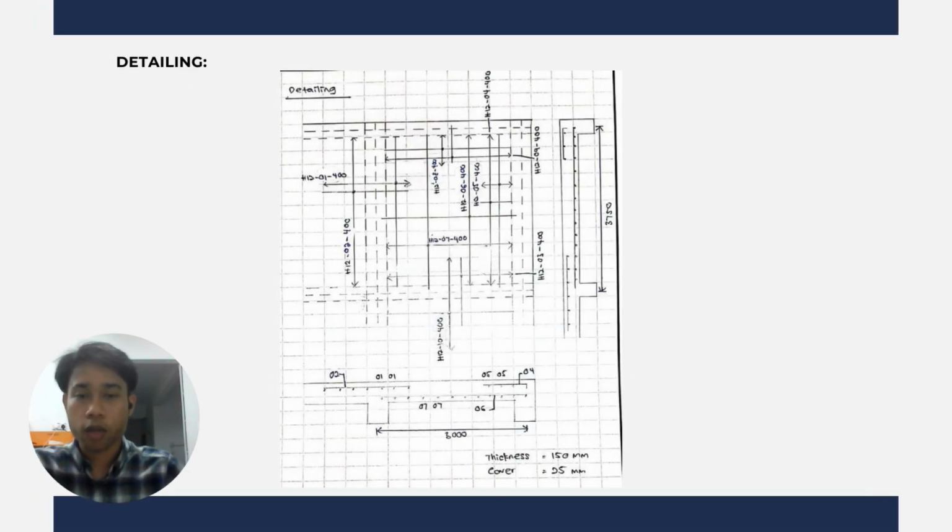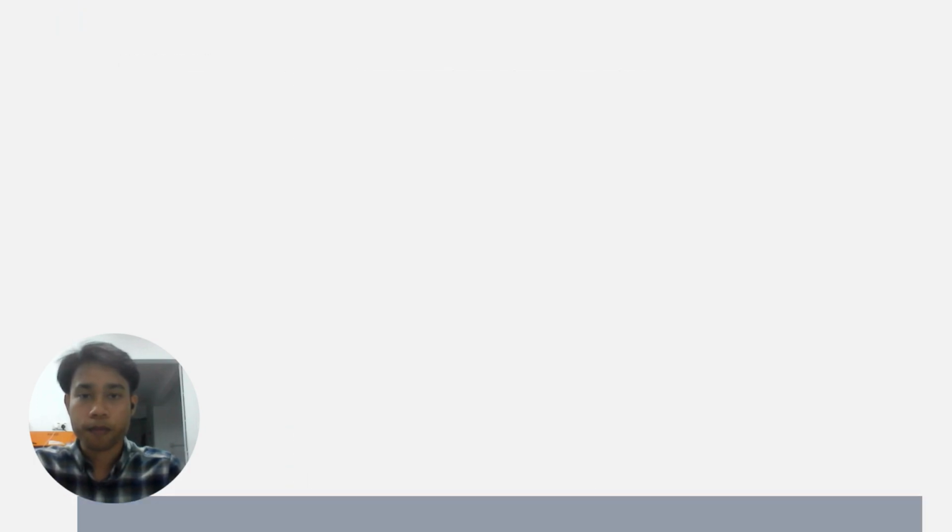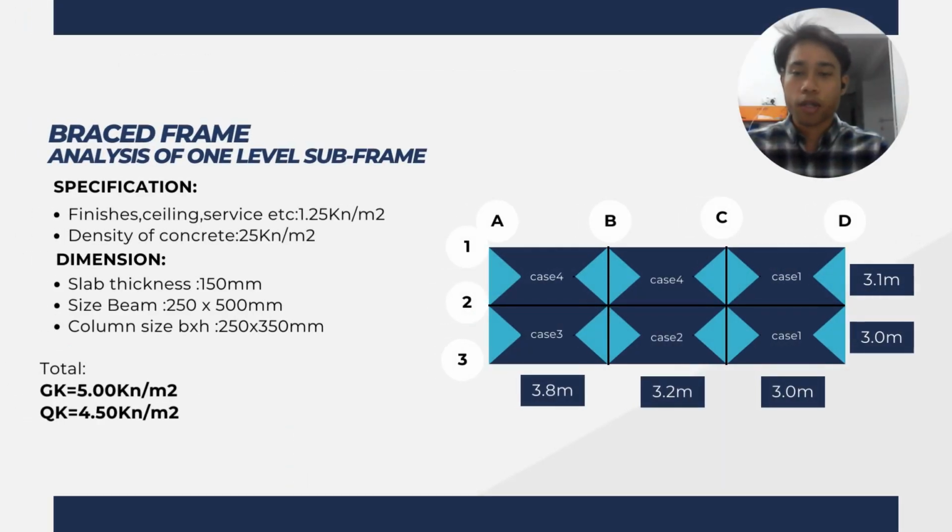This is the detailing for our second step. Now I am going to present the brace frame. For the dimension, slab thickness is 150 mm, size beam 250 times 500 mm. For the column size, 250 times 350 mm.